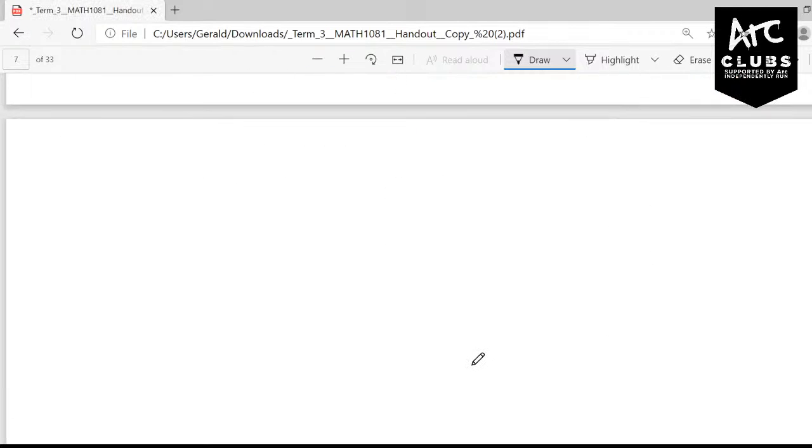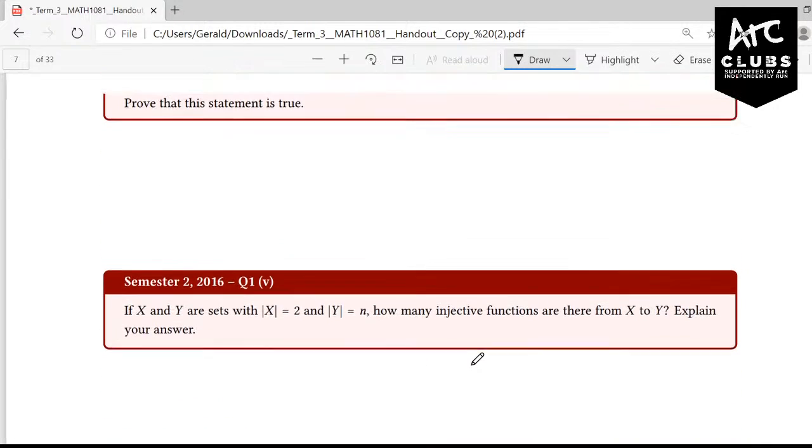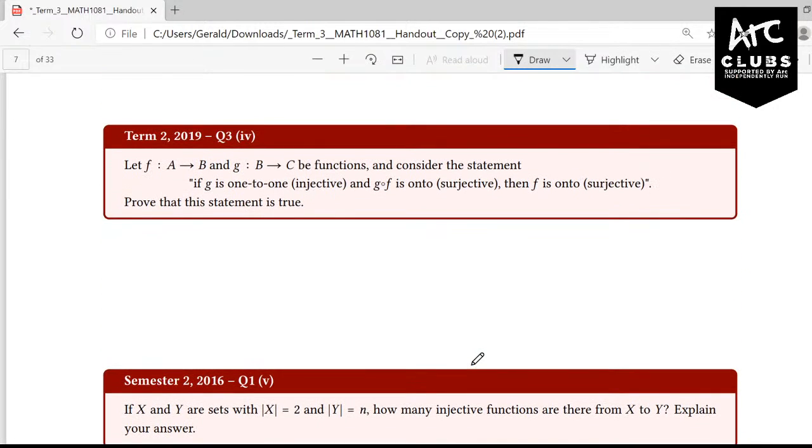Cool. All right. And the very last two questions are just function questions. The first one is to show that if G is 1-to-1 and the composition is onto, then F is onto. So here we're just going to recall what 1-to-1 means and onto. 1-to-1 means that if G of x1 equals G of x2, well, that means that x1 equals x2.